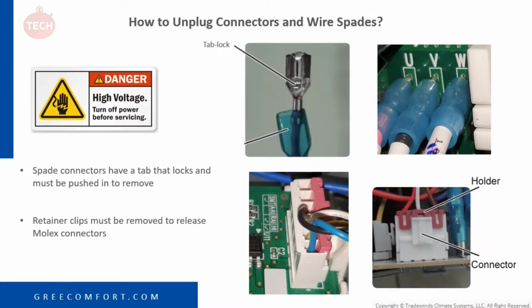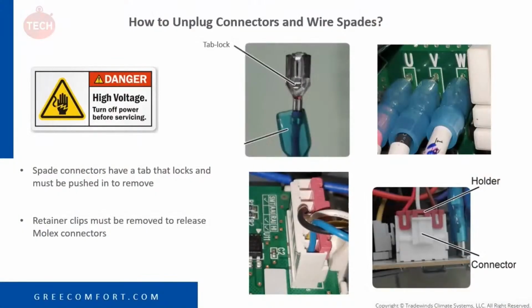You can use a little flathead screwdriver, like a little thermostat screwdriver, to pop those out. On the spade terminals, the two top pictures, those would be on your compressor. What you want to do is slide that rubber back, and then there's a little tab lock that you push with your thumb, and then you can unplug it.